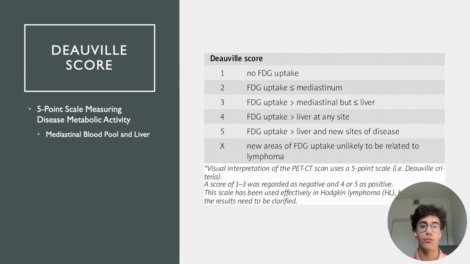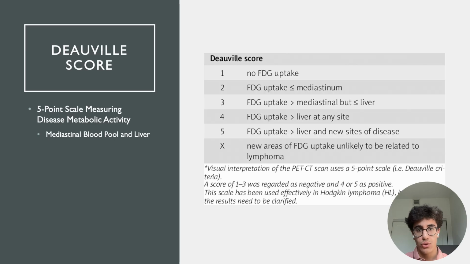Deauville score is a visual 5-point scale used to interpret how metabolically active a site of disease looks on a PET scan by comparing its FDG uptake to two internal reference points in the patient's own body: the mediastinal blood pool, which is the background activity in the big blood vessels of the chest, and the liver, which has moderate to high, fairly uniform uptake. Now, if you use the patient's own tissues as reference points rather than an absolute number, it allows the scale to be more consistent across different scans, machines, and patients.